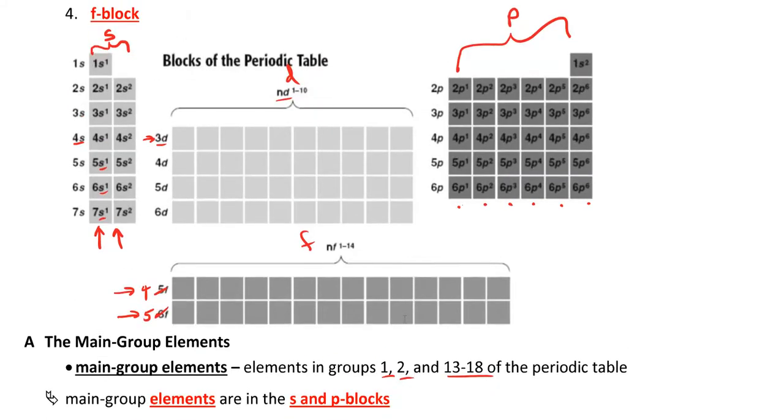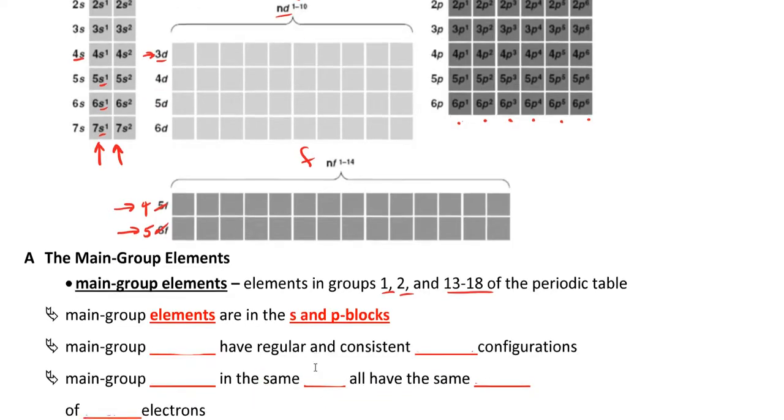So let me scroll back up here just a little bit. So you see the S block, it's groups 1 and 2, and the P block is groups 13 through 18. And so those are main group elements. Now, what's very helpful about the main group elements is that main group elements have regular and consistent electron configurations. It's very easy to predict the electron configurations because there's no irregularities.